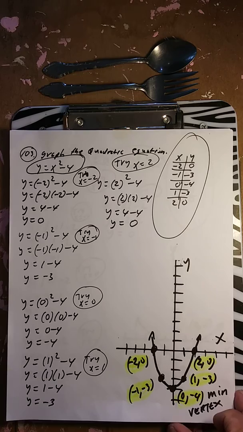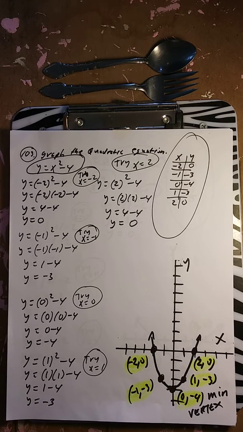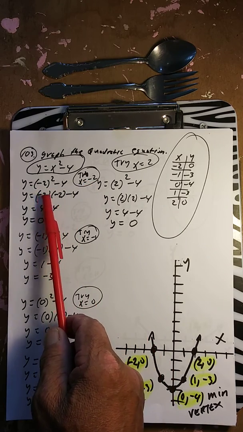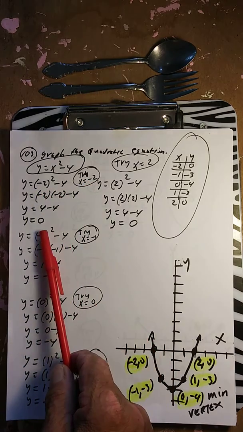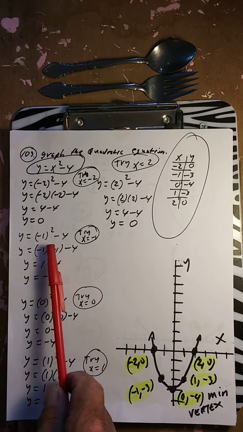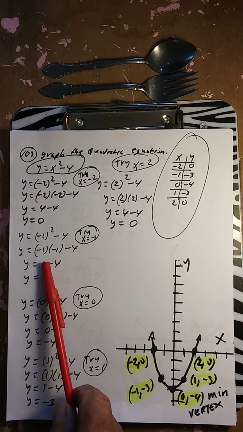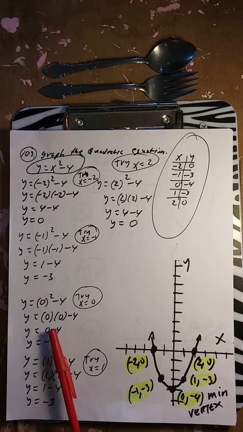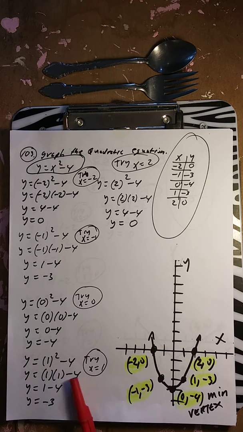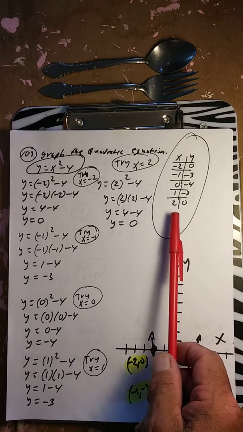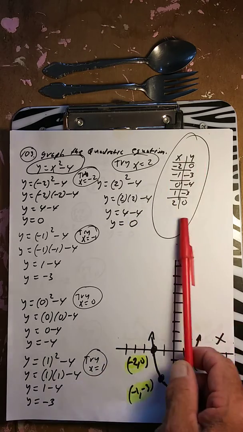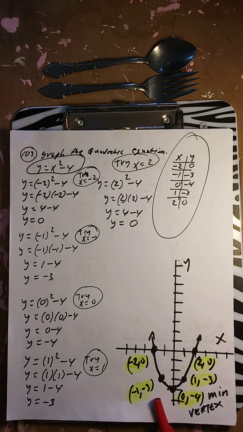All right. Graph the quadratic equation y equals x squared minus 4. Let's try some numbers. Try negative 2. Negative 2 squared is negative 2 times negative 2 is 4. 4 minus 4 is 0. Next one, try negative 1 in there. Negative 1 squared is 1. 1 minus 4 is negative 3. Try 0 in there. 0 times 0 is 0. 0 minus 4, negative 4. Try 1. 1 squared, 1 times 1 is 1. 1 minus 4, negative 3. And the last one, try 2. 2 squared, 2 times 2 is 4. 4 minus 4 is 0. So now we have all these ordered pairs here, and we just put them in the graph and connect them.